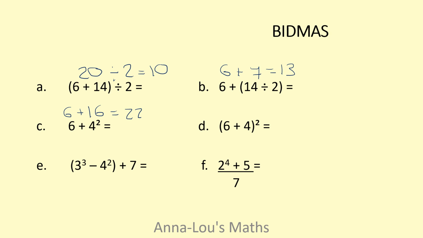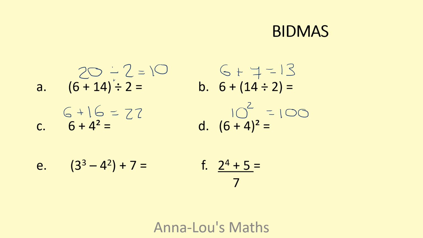6 bracket 6 plus 4 bracket squared. Now I'm going to do my brackets first. So I'm going to do my 6 plus 4 first. 6 plus 4 is 10. Don't forget my little squared was on there, and 10 squared is 100. Right, let's move on to this one.